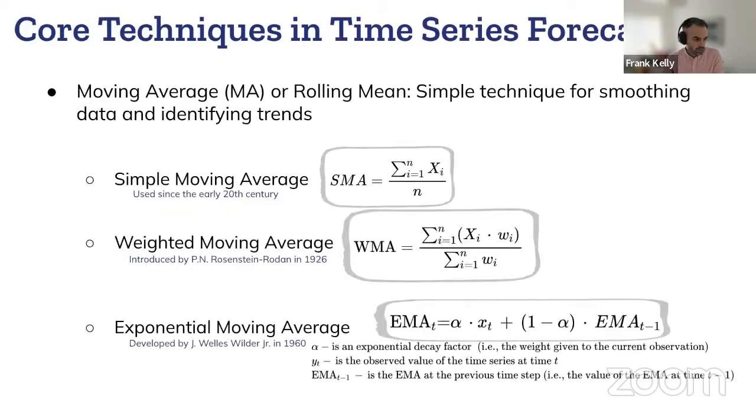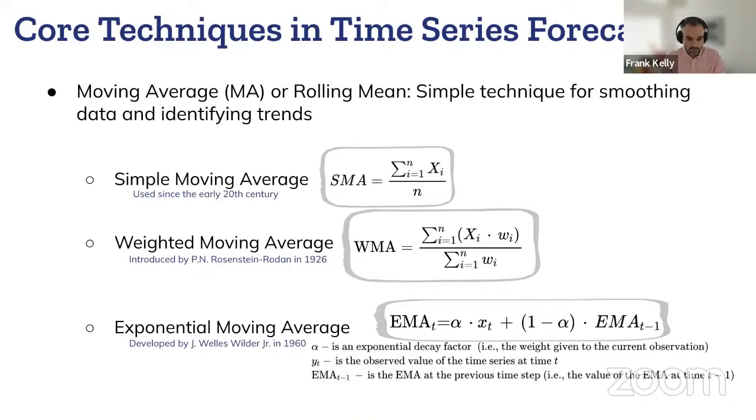Let's jump into some core foundational forecasting techniques. So simple moving average is a technique. It's been used since the early 20th century, initially used to analyze agricultural commodity prices. It's very basic. It just calculates the average of a set of data points over a given period. It literally is the average.